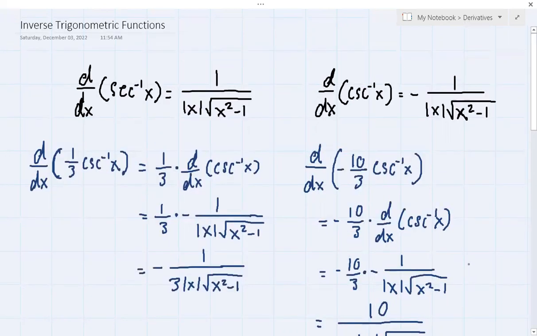So bottom line, ang derivative ng arcsecant is 1 all over x, absolute value ng x, times the square root of x squared minus 1. And ang derivative ng arccosecant x, the same lang sila ng derivative ng arcsecant, pero negative siya. So we will have negative 1 all over the absolute value of x times the square root of x squared minus 1. Okay?